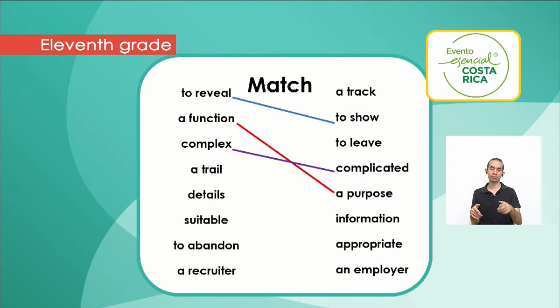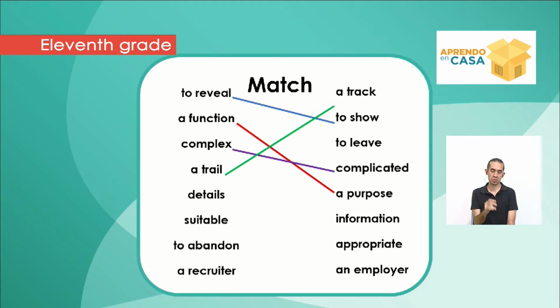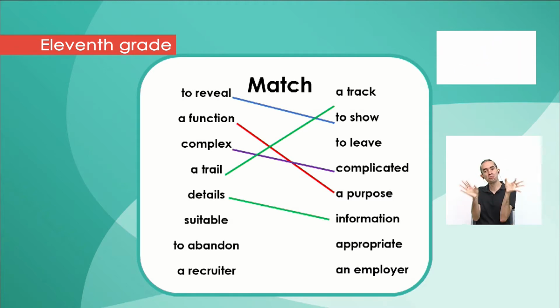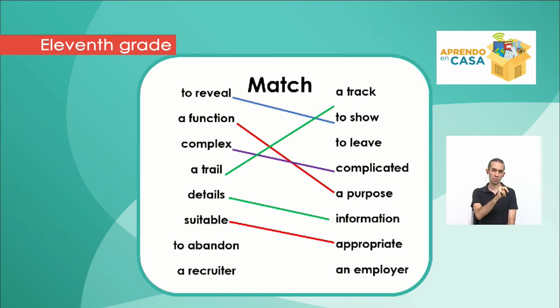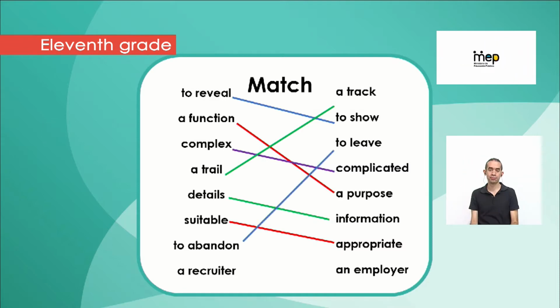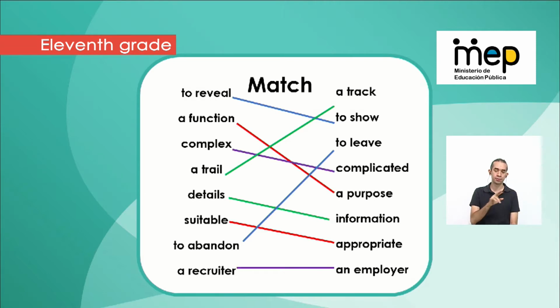Let's continue. A trail. What do you think is the definition for a trail? A trail, a track. Almost the same thing. Then we have details. What are details? Details can be considered information. And what is something suitable? Suitable is appropriate. The next word is to abandon. Now we have only two options left. To abandon. Is it to leave or an employer? It is to leave. Okay? And finally, of course, a recruiter or an employer, which are also synonyms.